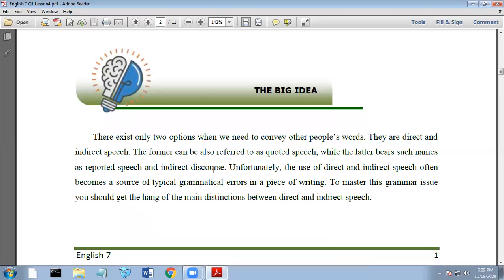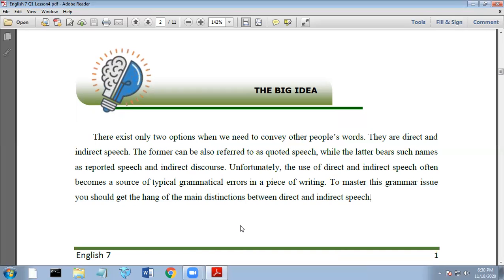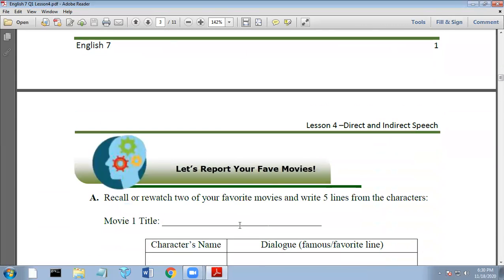Unfortunately, the use of direct and indirect speech often becomes a source of typical grammatical errors in a piece of writing. To master this grammar issue, you should get the hang of the main distinctions between direct and indirect speech. So let's start.